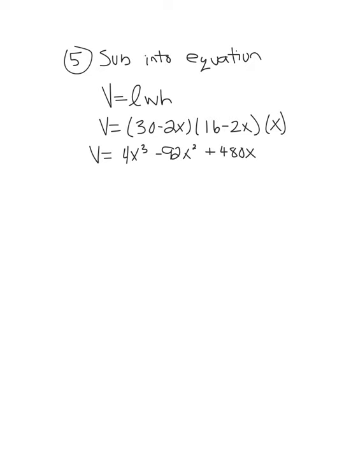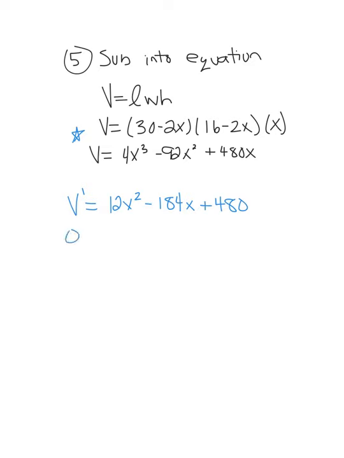Obviously, I've skipped a lot of steps here. I'm hoping that by now you can try and FOIL this out on your own, but you should get an answer of 4x cubed minus 92x squared plus 480x. Now that I have this equation for the volume, if I find the derivative, or v prime, I'm going to be able to see where the maximum is happening. So 12x squared minus 184x plus 480.